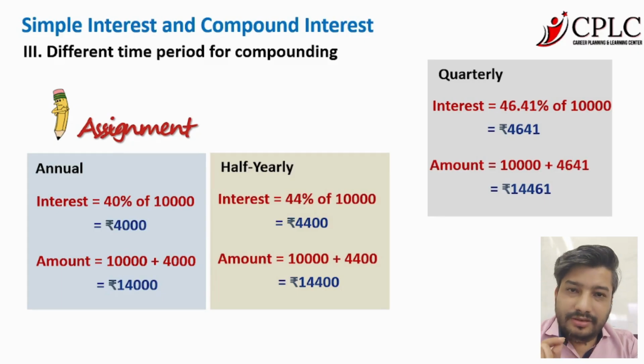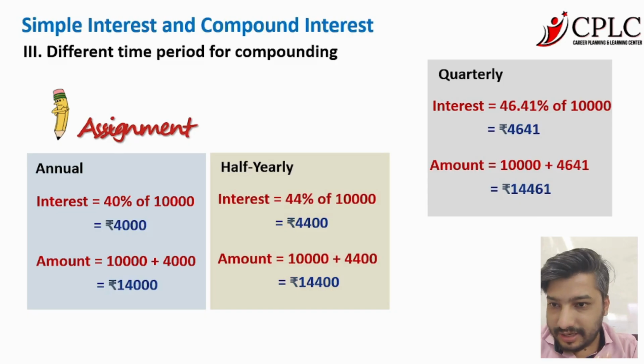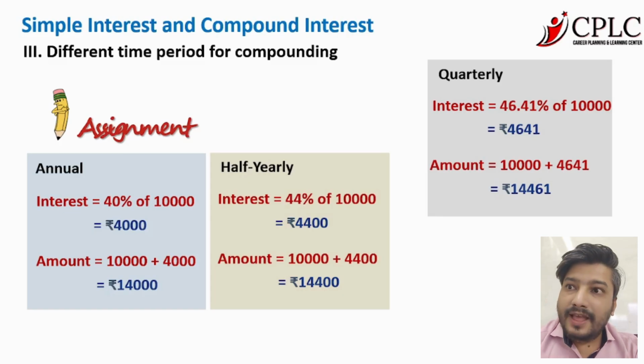14,641, basically. So that is what you need to remember. These are the 3 scenarios of annual compounding, half yearly compounding and quarterly compounding, and these are the answers and the concepts related to them.